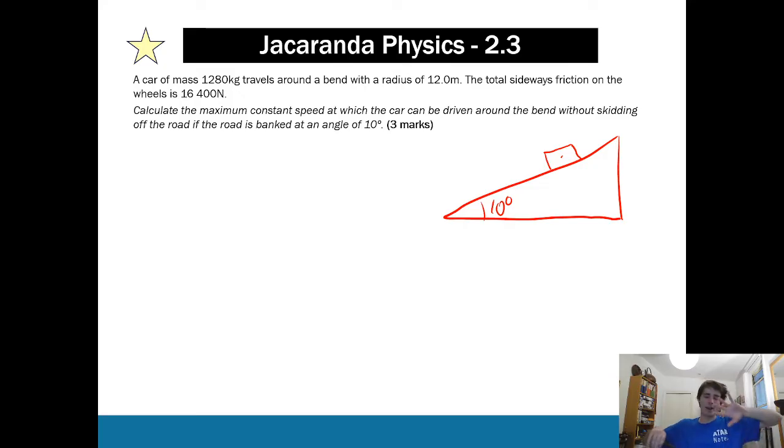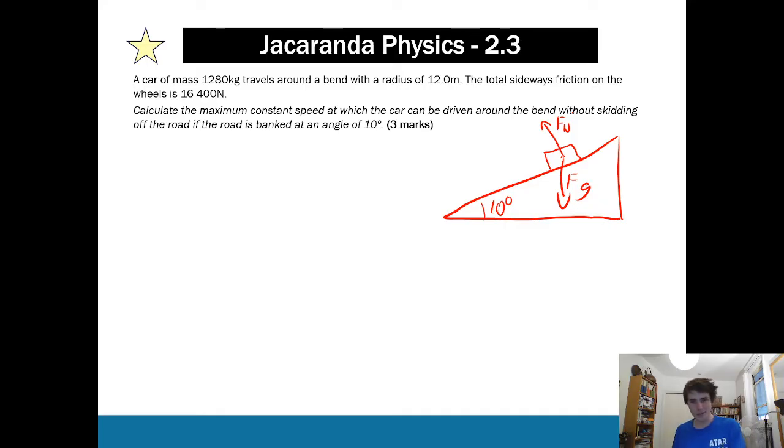So this is our diagram, but in order to actually use it, we need to think about what's actually going on here. We need to draw a free body diagram. We need to include all of the forces that are involved in this situation. Now, whenever we have a banked curve, there are always two forces. We always have at least our gravitational force, so this is our Fg, and we always have our normal force as well. This is our Fn pointing up over there. Those two forces always rock up.